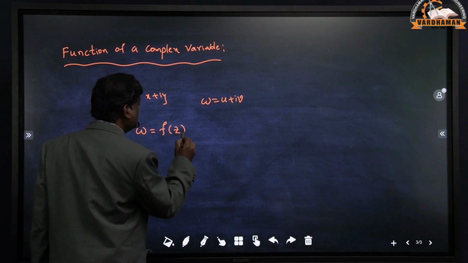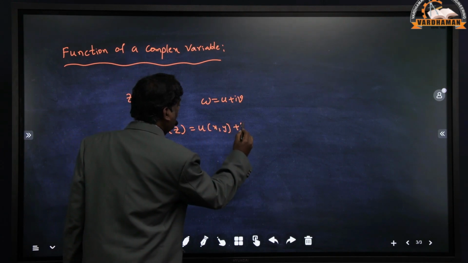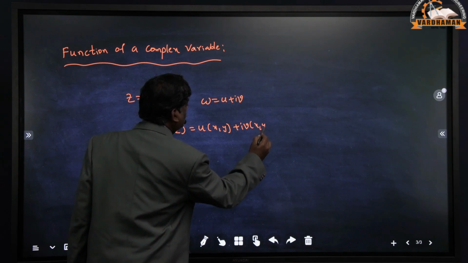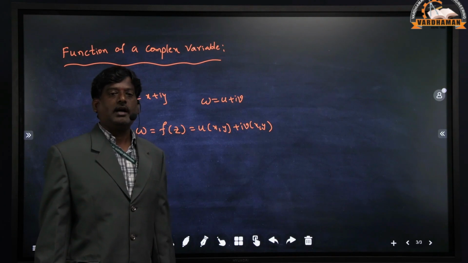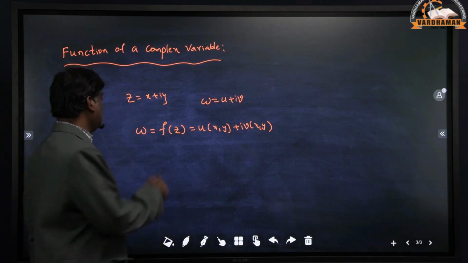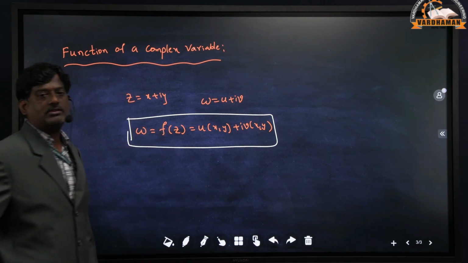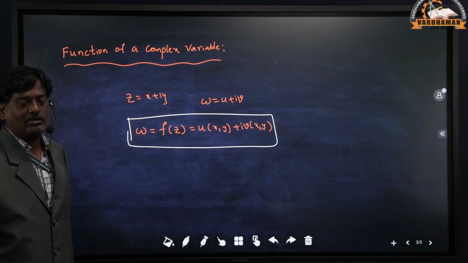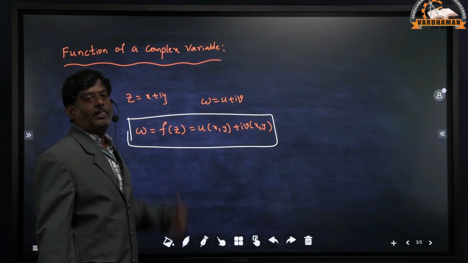That is, you can write w equal to f of z equal to u of x comma y plus i times v of x comma y. This is a complex function f of z. Here w is the complex function of the complex variable z.